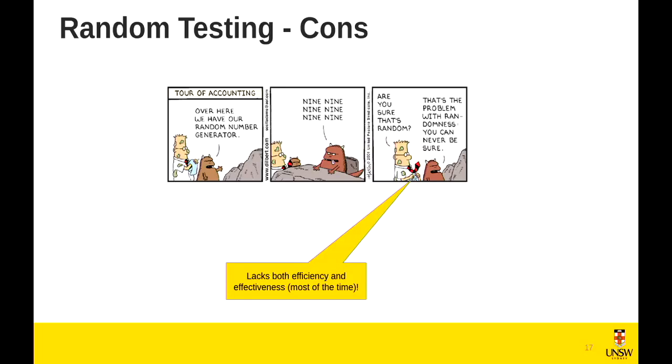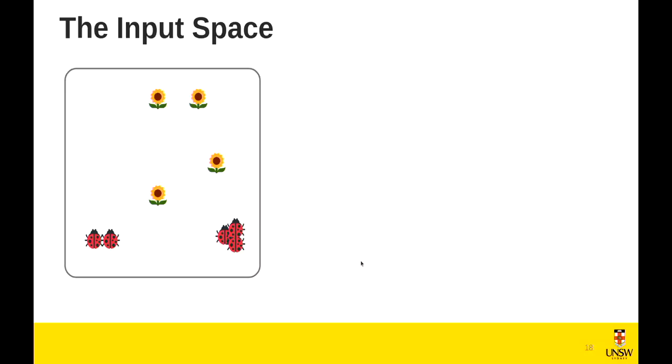And most of the time, random testing or random searching lacks both efficiency and effectiveness, which means that we may not be able to converge as fast as we can, and we may not be able to achieve a better result after converging. So remember the difference between efficiency and effectiveness. So let's think about some more advanced algorithms to do this kind of random searching. Let's try to add some designs into random searching.